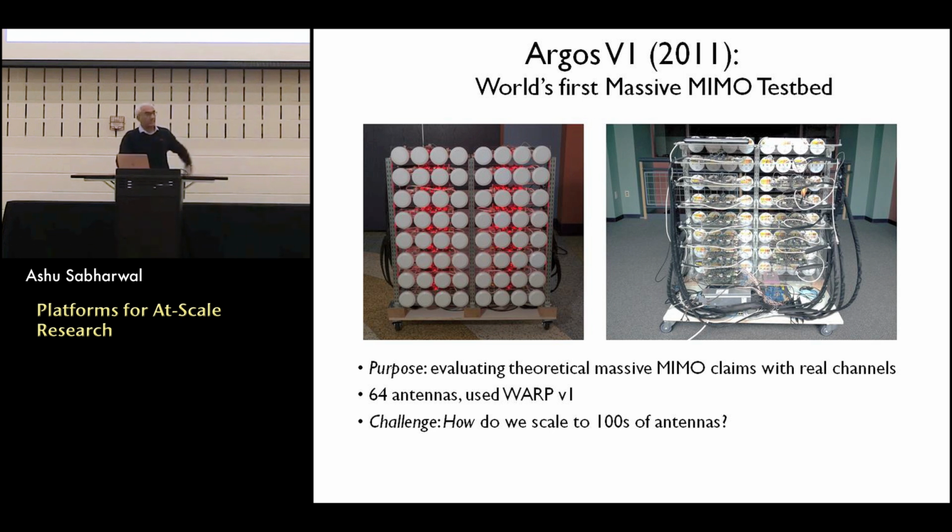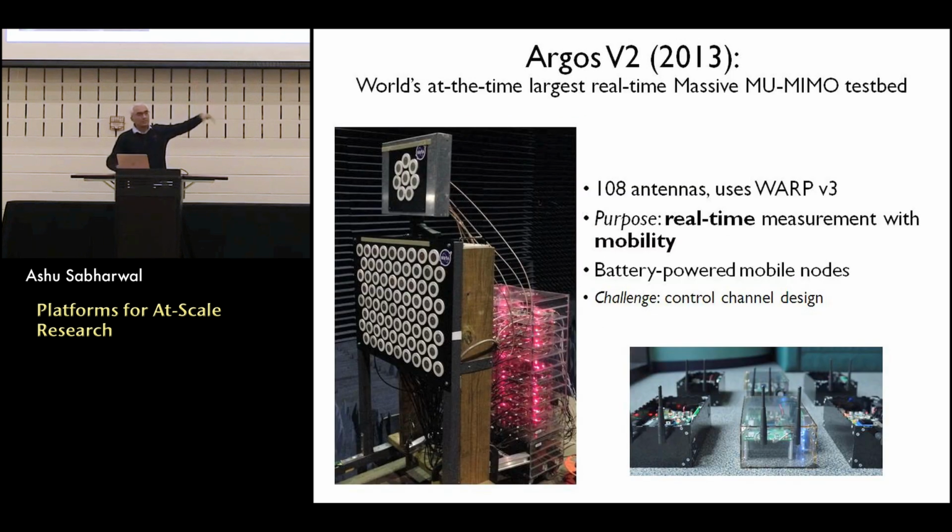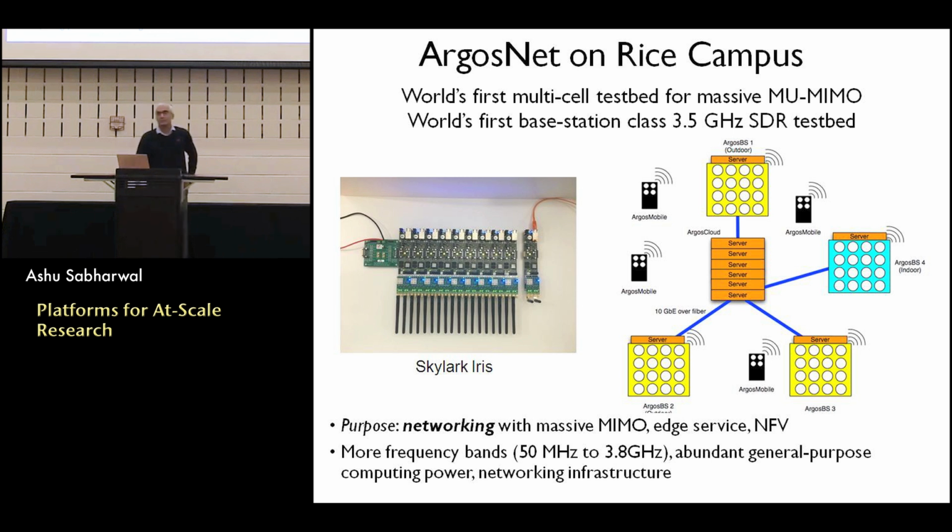That went up to 64 antennas. A few years later, we assembled an even bigger system, which went to more than 100 antennas. Then we built things which were mobile powered. And now we actually have, on the Rice campus, 4 base stations which are deployed, which is a fully software programmable wireless network. Right now we are the only ones who have it, for that matter.